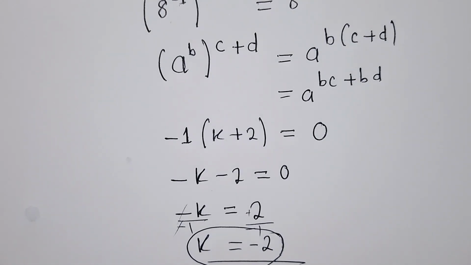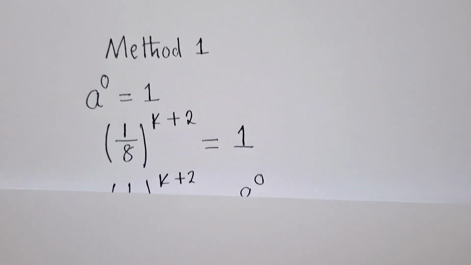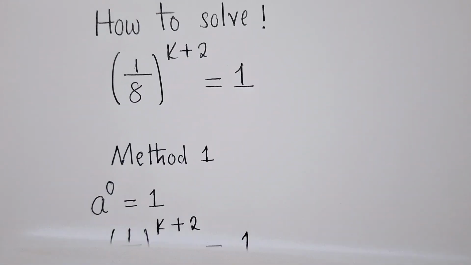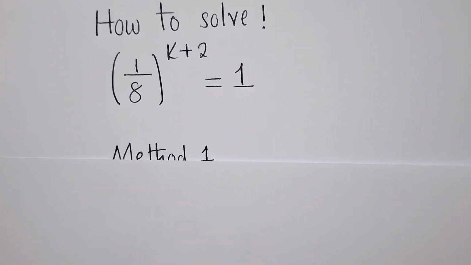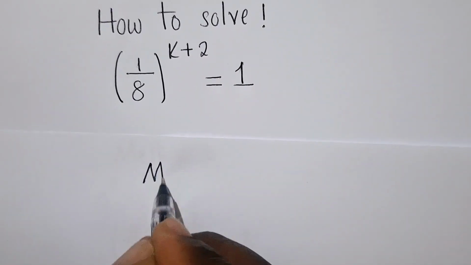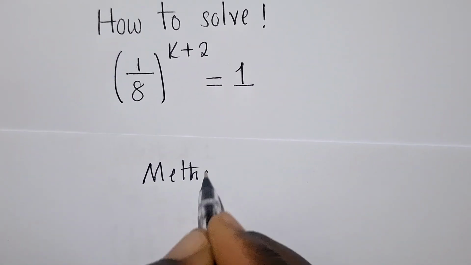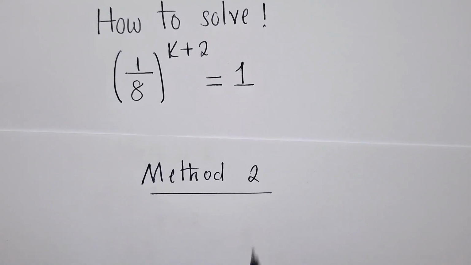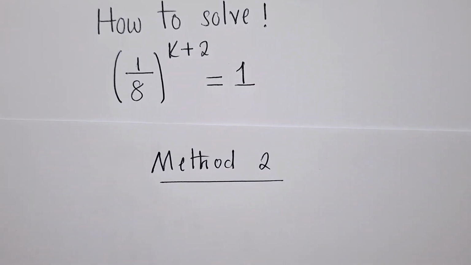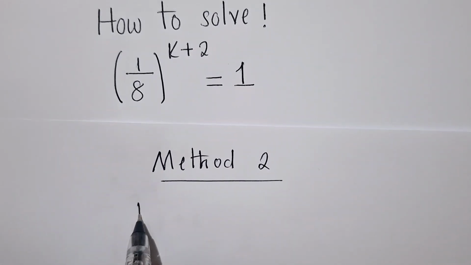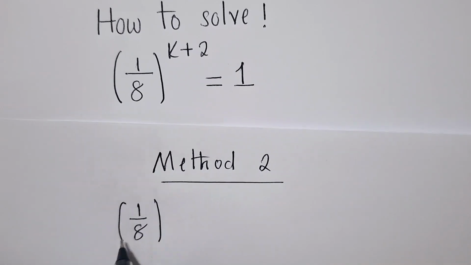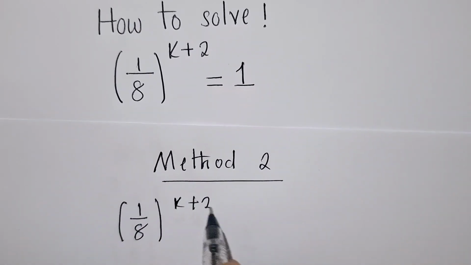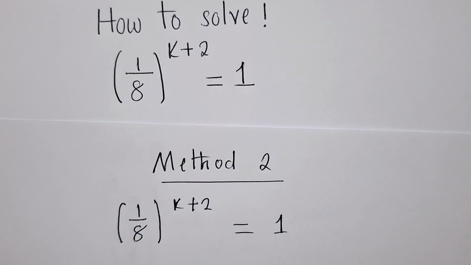Now, if you don't want to use this method, let me show you method number 2, which you can use. For method number 2, we're simply going to apply the logs. So we've got 1 over 8 power k plus 2, which is equal to 1.